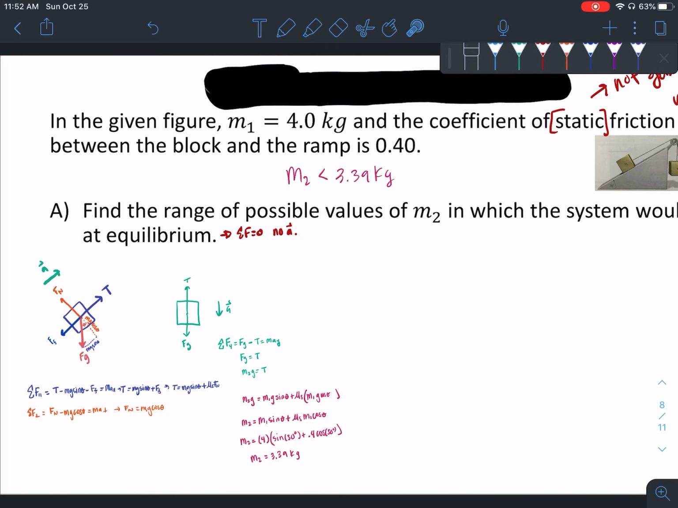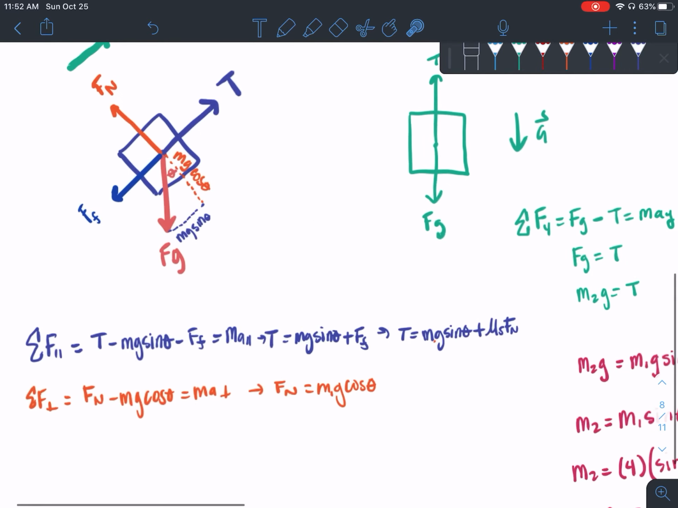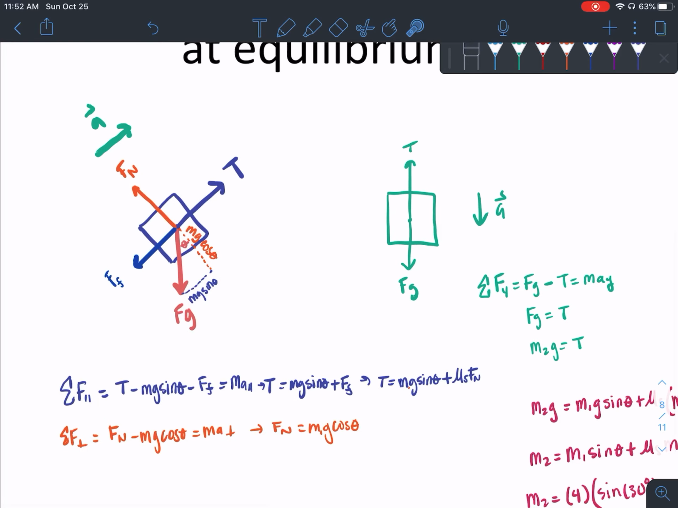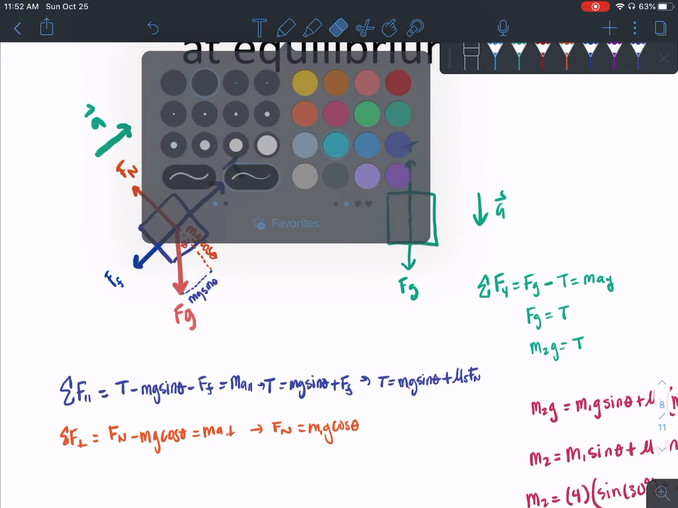So we just did all of that work in the assumption that our A was going up. But if we come back, and we're going to erase some of this because we're going to slowly change it, and say what happens if we switch that acceleration vector. And I'm going to go ahead and switch its color so we know we're doing something different here.